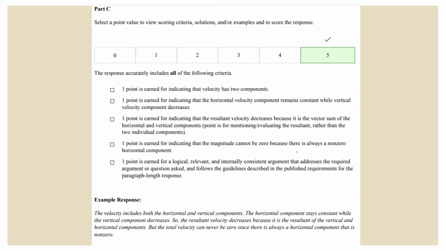Basically being logical and saying logical things. Now, if you look here, it says the velocity includes both horizontal and vertical components. The horizontal component stays constant while the vertical component decreases. So the resultant velocity decreases because it is the resultant of the vertical and horizontal components.